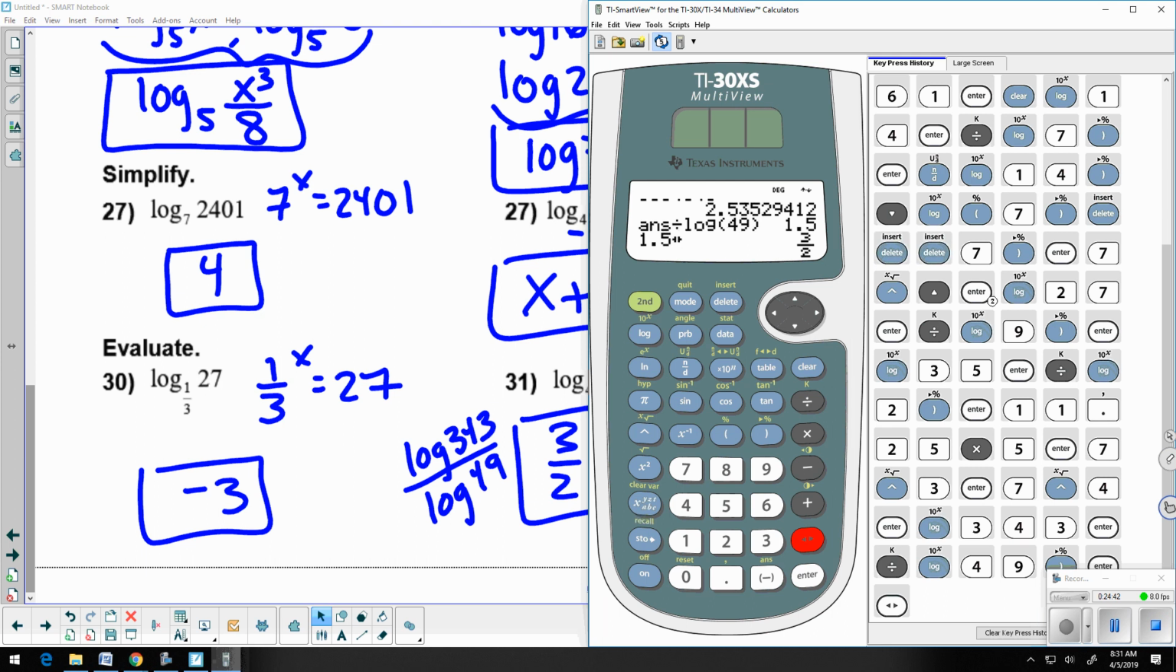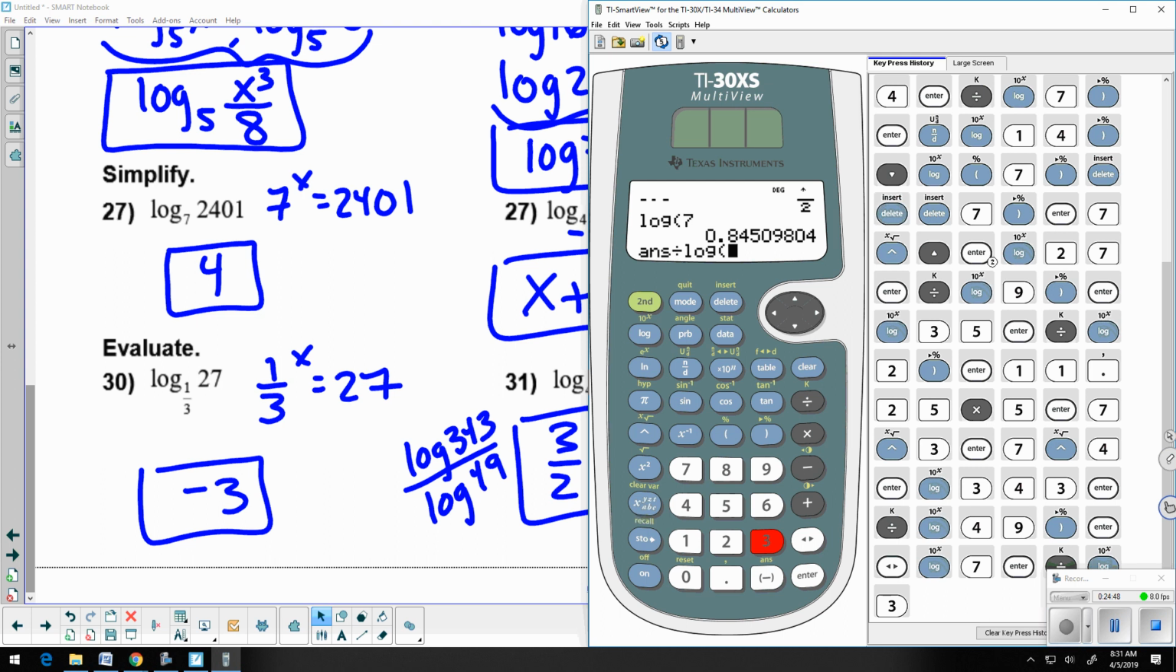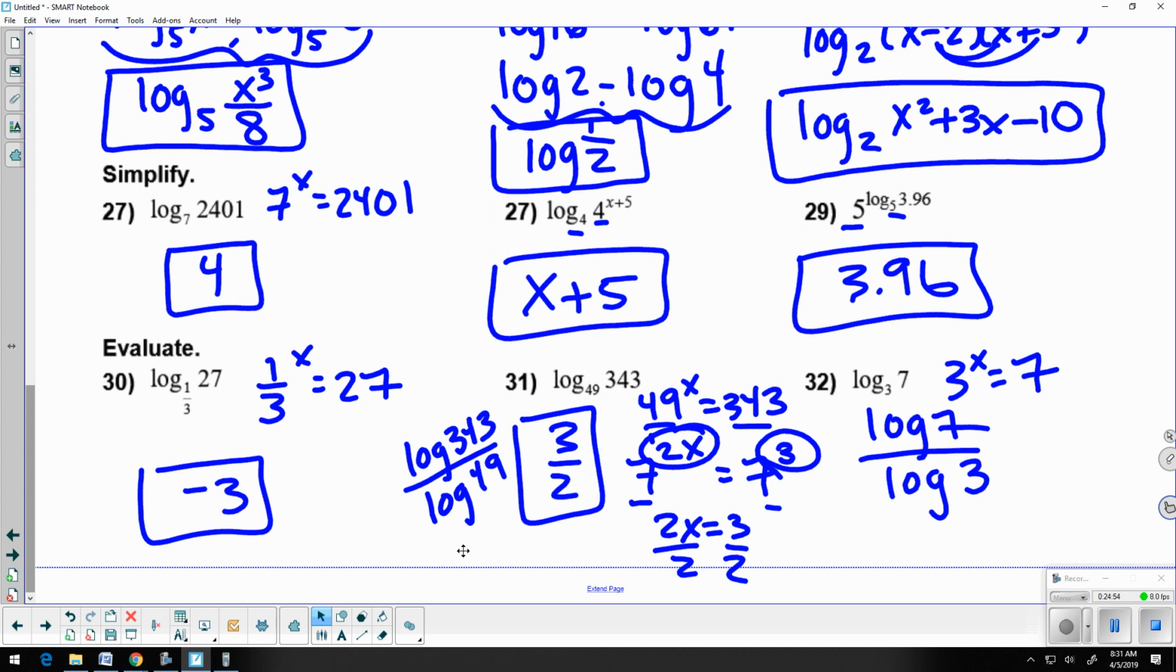So if we type this in, log 7, and then we're dividing it by log of 3, it should come out to be about 1.7712 would be my solution. So it's approximately 1.7712. And there you go.